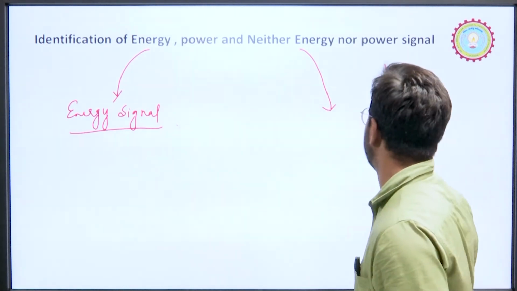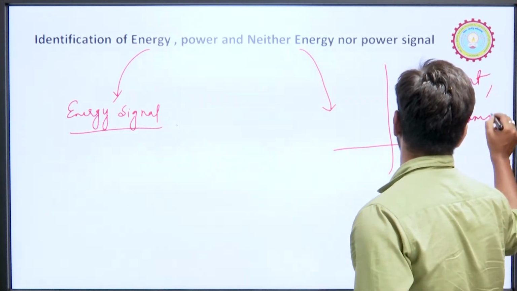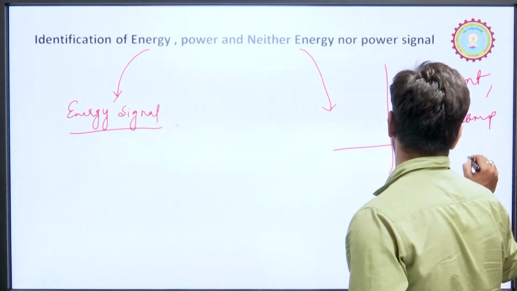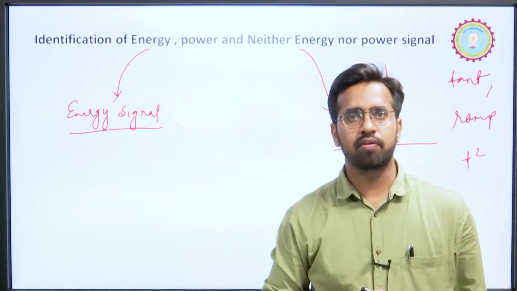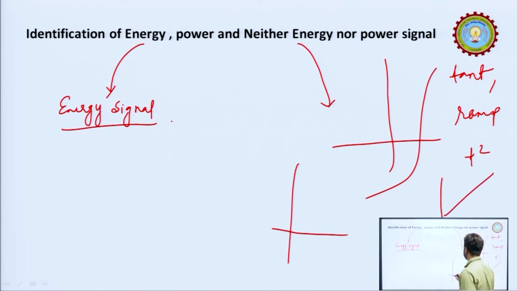For example, if we consider tan t, ramp signal, and then parabolic signal, these all are the category of neither energy nor power signal. See how: tan t is like this, then ramp is like this, t square is like this. In all three waveforms, we see that at some instant of time the magnitude is going to infinity. So we can infer that the signal is of the category neither energy nor power signal.